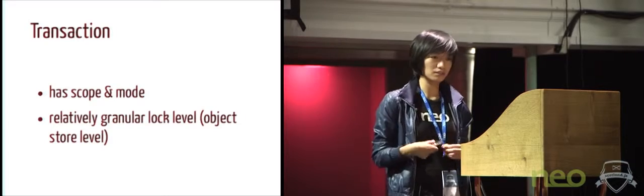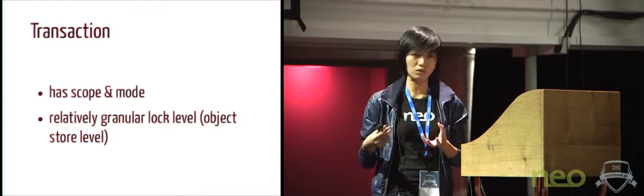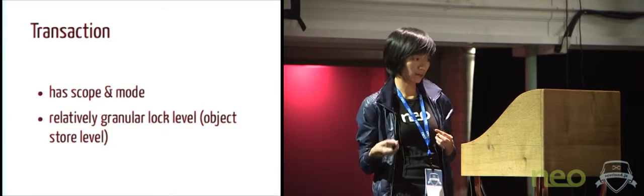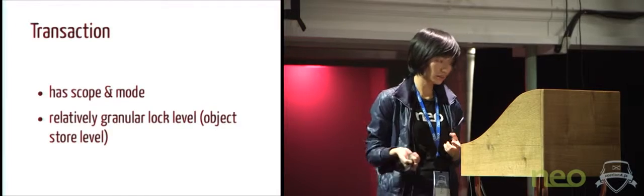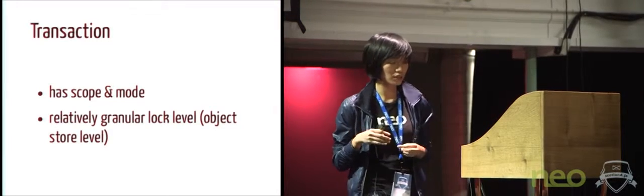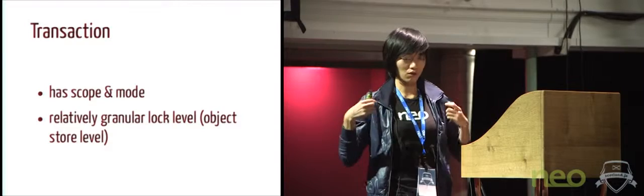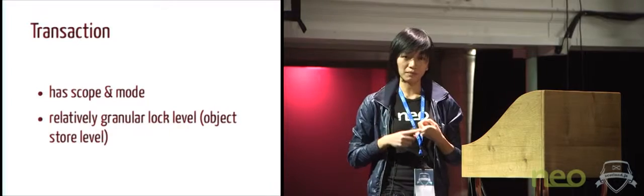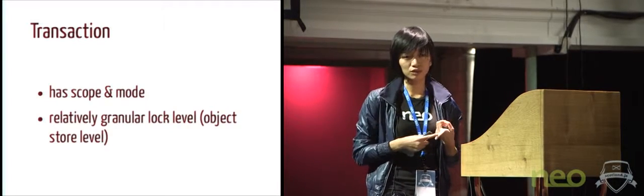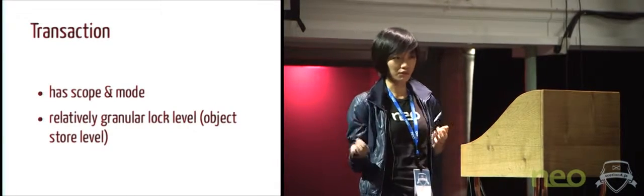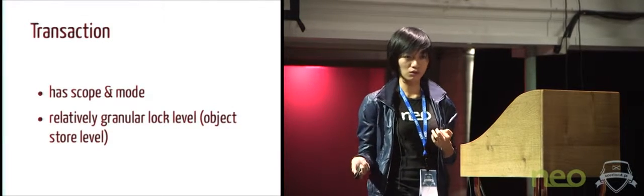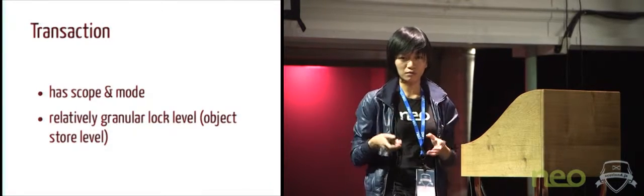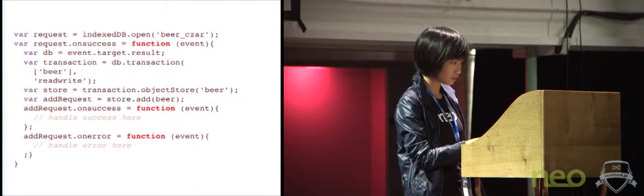So in IndexedDB, a transaction has a scope, which is the number of object stores that the transaction is going to work on, and has a mode, which is read-only or read-write. And it has a relatively granular lock level on the object store level, which means a read-write transaction is going to be blocked if there are other read-write transactions working on the same object store. This is actually a strength compared to Web SQL, because Web SQL locks the whole database whenever you do any read-write transactions.